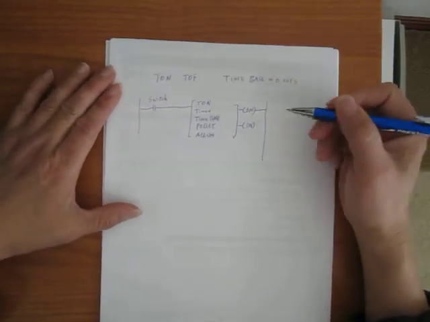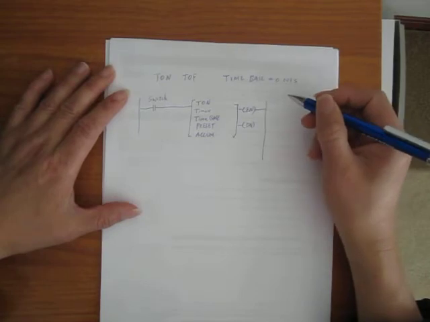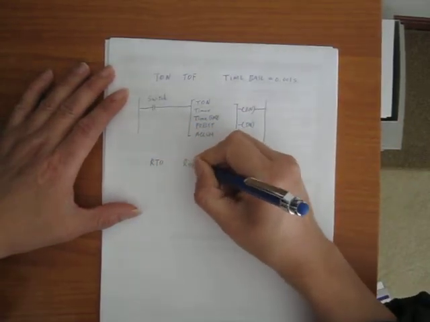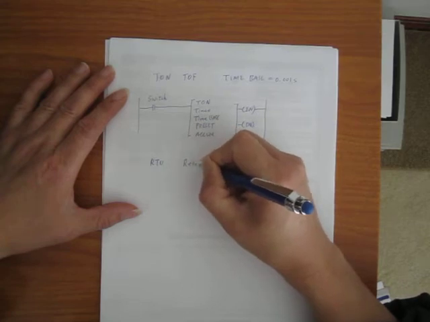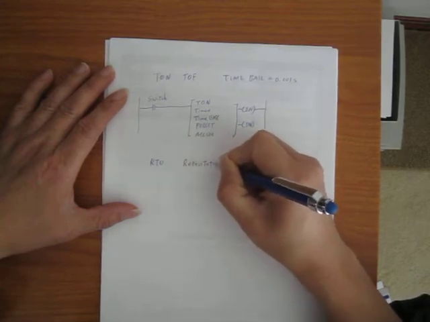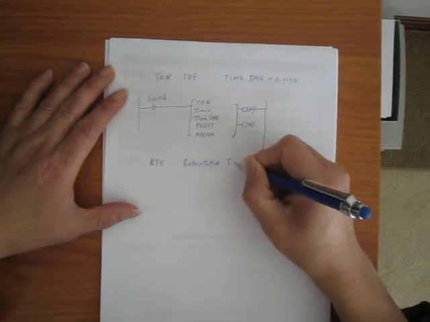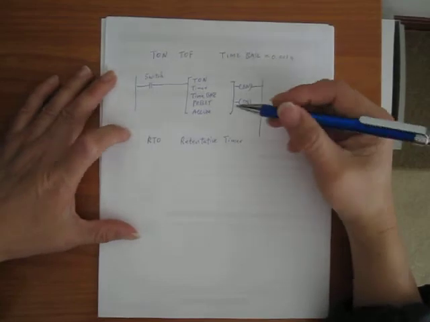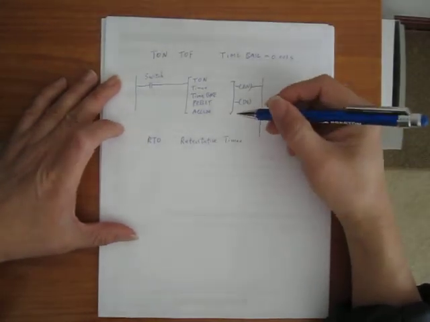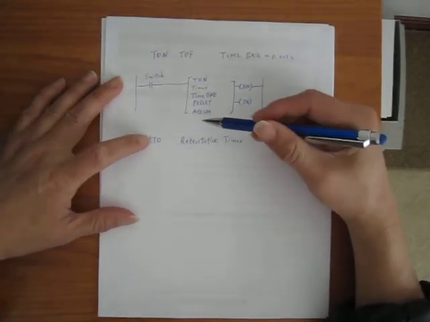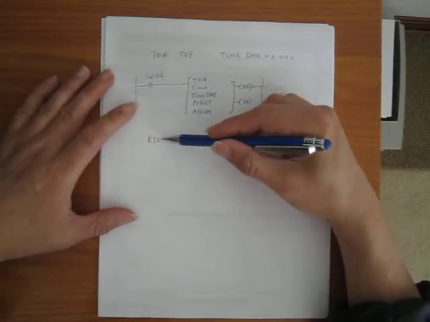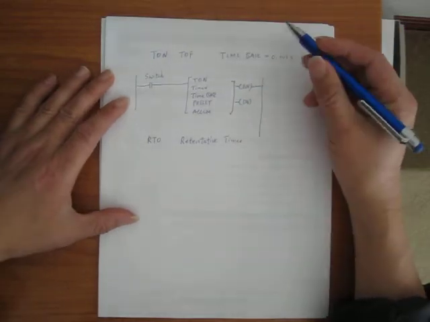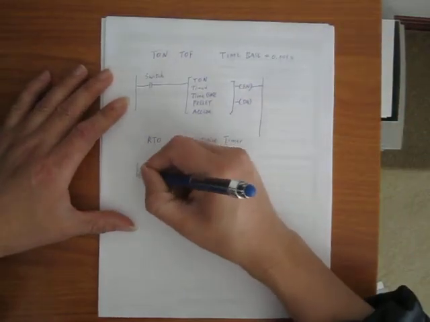Okay, and there's another timer that I haven't talked about, which is RTO. RTO is called a retentive timer. There's not a whole lot of use for this timer, because any of the RTO function can be realized by TON and TOF. But let's take a look at this RTO here.